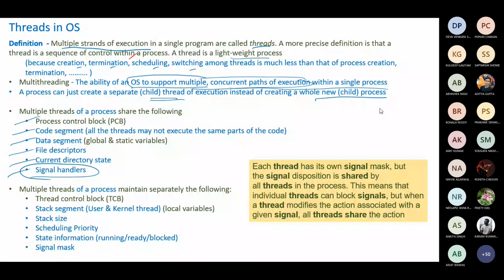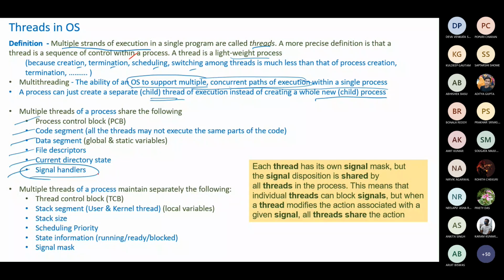So multi-threading is the ability of the operating system to support multiple concurrent paths of execution, and a process can create a single child thread instead of creating a whole new child process. Multiple threads of a process share the process control block, code segment, data segment, file descriptors, and current directory state. And also signal handlers.